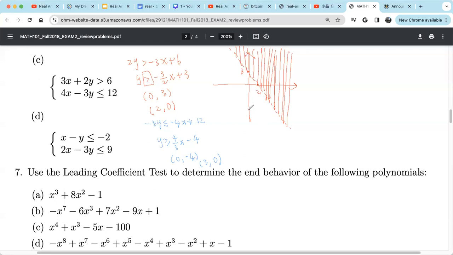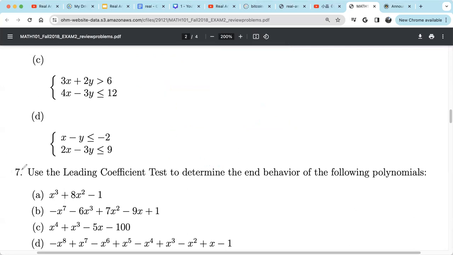So 0 comma negative 4 is here. 3 comma 0, this might be 3 comma 0, right? The second one has an equal sign, so I draw a solid line. Then I look at my inequality, which is greater than or equal to, that means I shade above the line. So the blue color is the solution set for the second equation. But now where is the intersection? Do you see the intersection is here, in between the V, so we mark S. This is our solution for the system, for both of them.